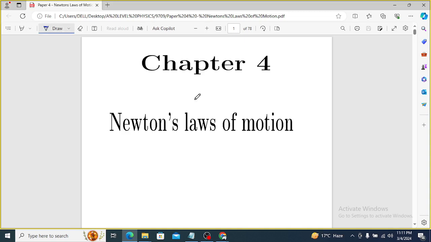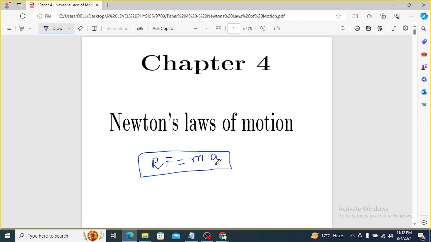Today the topic is Newton's laws of motion. Newton's second law is our topic of discussion. Newton's second law says the resultant force equals mass times acceleration. This is the formula we are going to focus on: resultant force equals mass into acceleration.